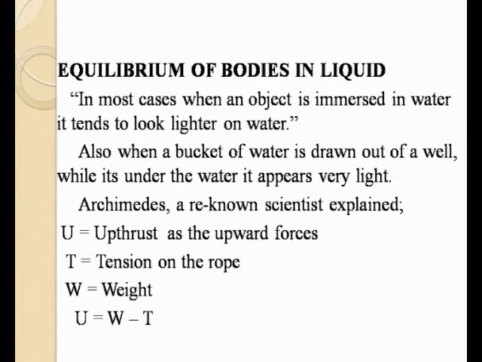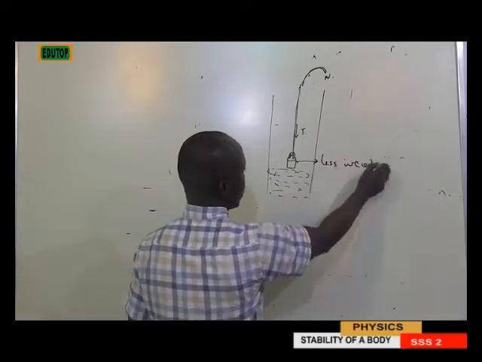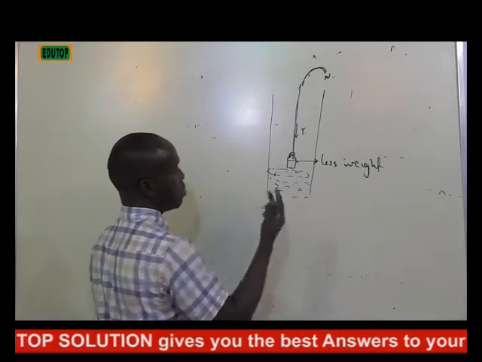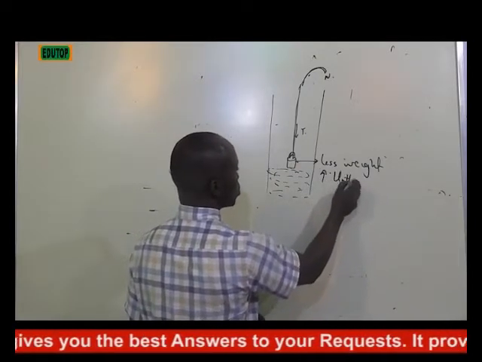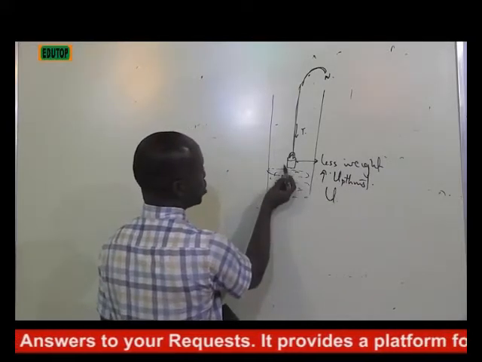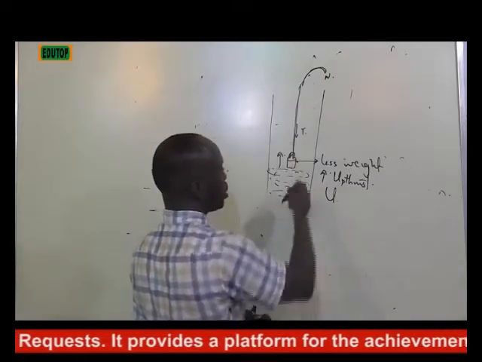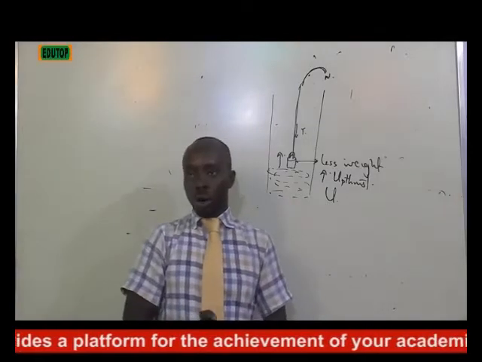So it means that the body tends to become less in weight. When I say less weight, that is, the weight of this body in the water is no more heavy. So what is actually taking place there is what we call upthrust. An upthrust is exerted on this body. That's an upward force. Do you understand? When the body is coming down, an upward force is being applied, and that upward force is what we call the upthrust.